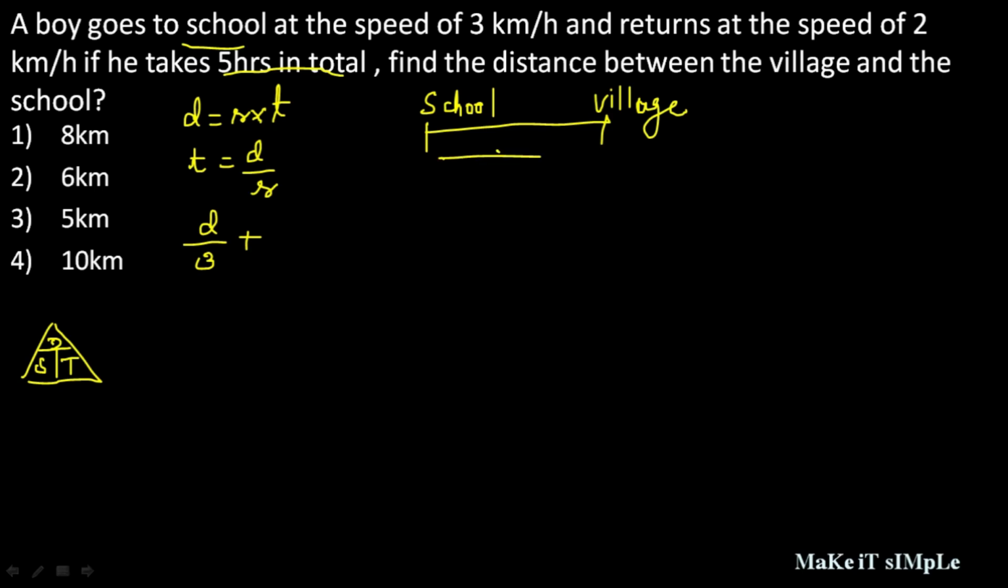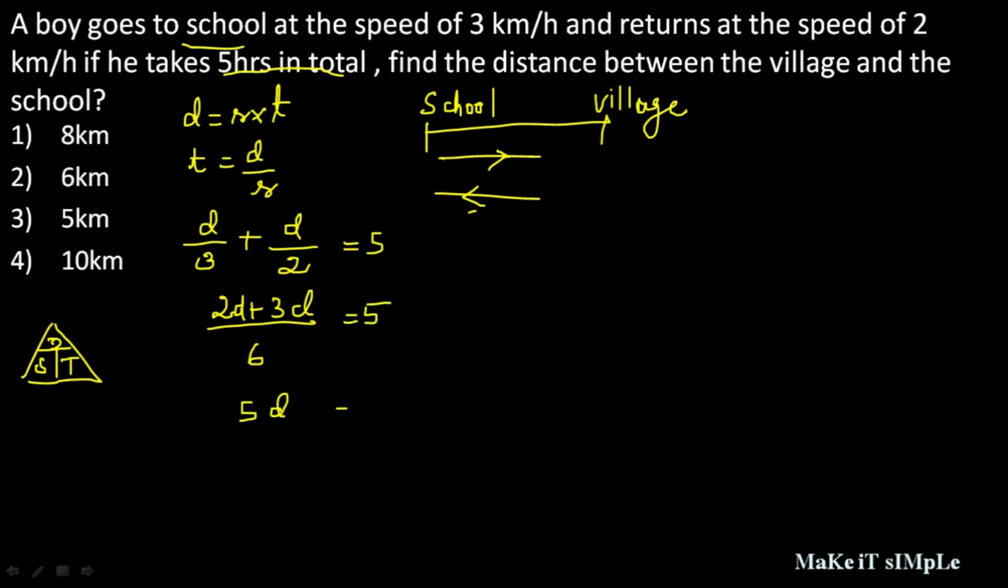Okay, next time of returning, distance by 2. So this is the time of returning. So total time what they have given, 5 hours. Now when we take LCM, we will be getting 6 here, then 2d plus 3d equal to 5, then what we will be getting, 5d equal to 30. So this is 6. Okay, so distance equal to 6 kilometer.